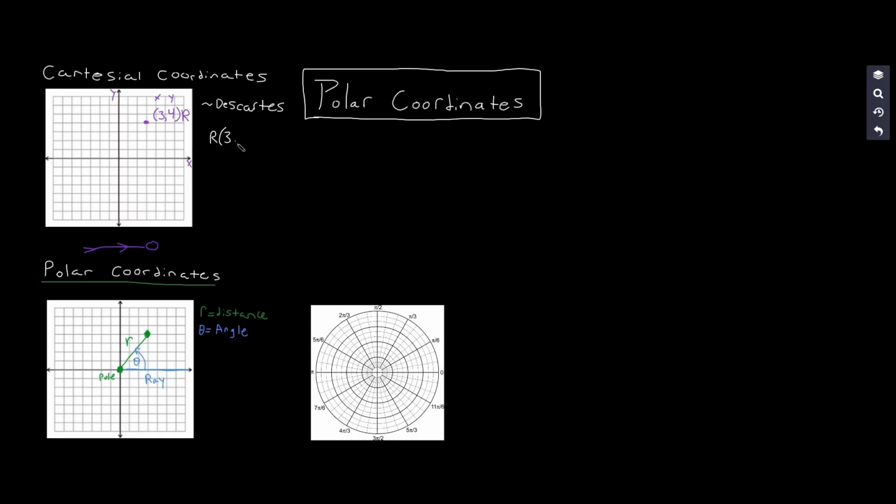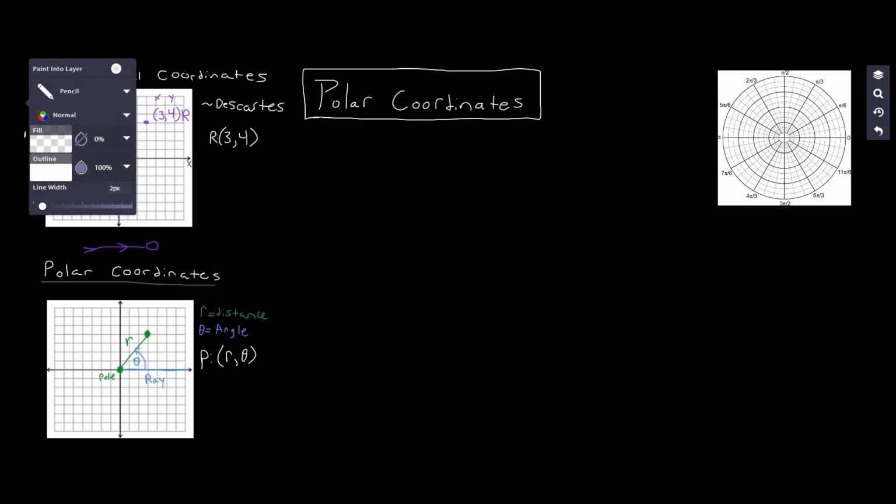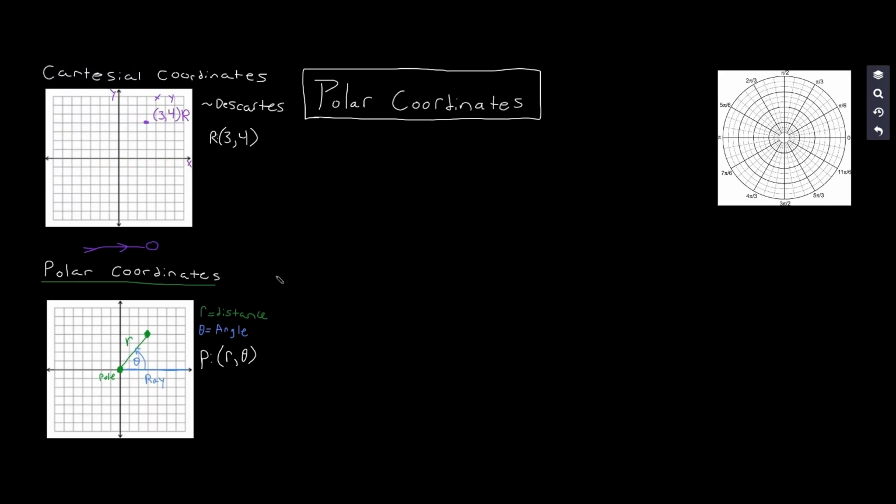In rectangular coordinates it's 3, 4, but in polar coordinates the point is denoted with P, and P is r, theta. And let me just move this out of the way for a second. We'll get to that, but I just want to be able to unpack this here.